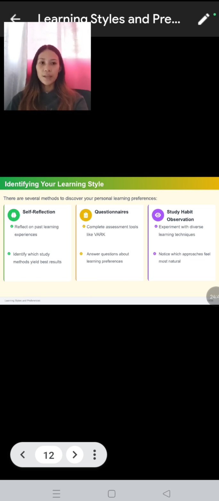So we have self-reflection. This method involves looking back at your own past experience to see what worked best for you. So reflect on past learning experiences. Think about times in school or when learning something new when you felt you understood the material really well. So identify which study method yielded the best result. Ask yourself, did I learn best when I read it, listened to it, did an activity, or talked about it?